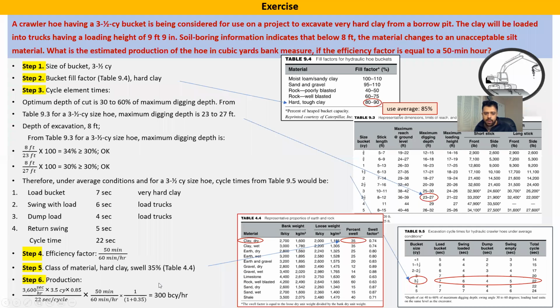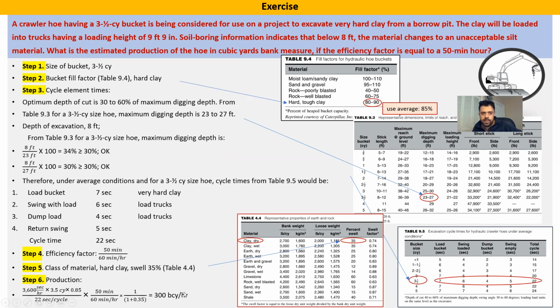The production is now you use the big formula. This was part of the formula. 3.5 is the size of the bucket. 85% is the fill factor, which was taken from here. The cycle time was taken in seconds from table 9.5. But remember, before that, you need to make sure that you can use table 9.5. The efficiency is 50 out of 60, since the machine is working 50 minutes an hour. And since we are converting loose cubic yard to bank cubic yard, you need to put the swell factor here. The answer is 300 bank cubic yard per hour.